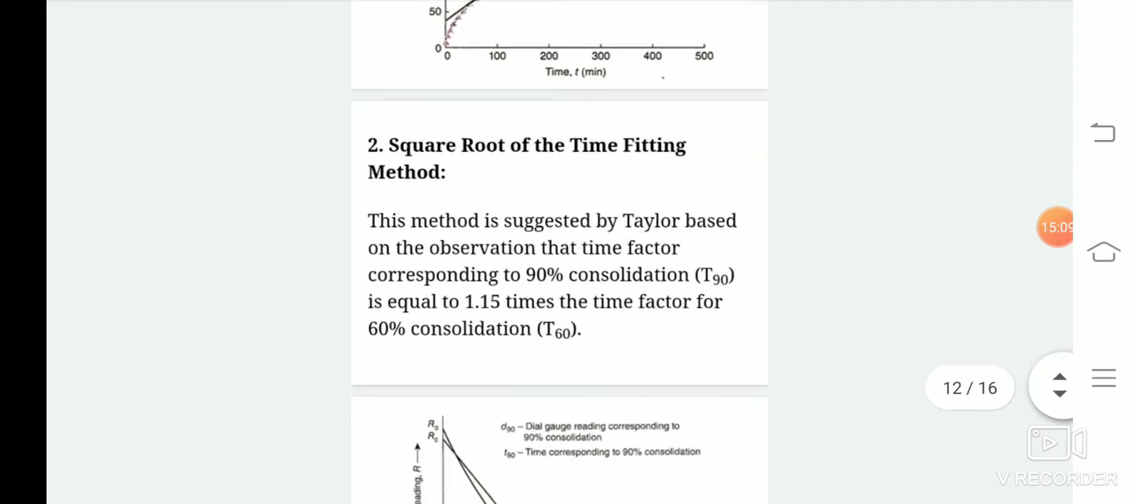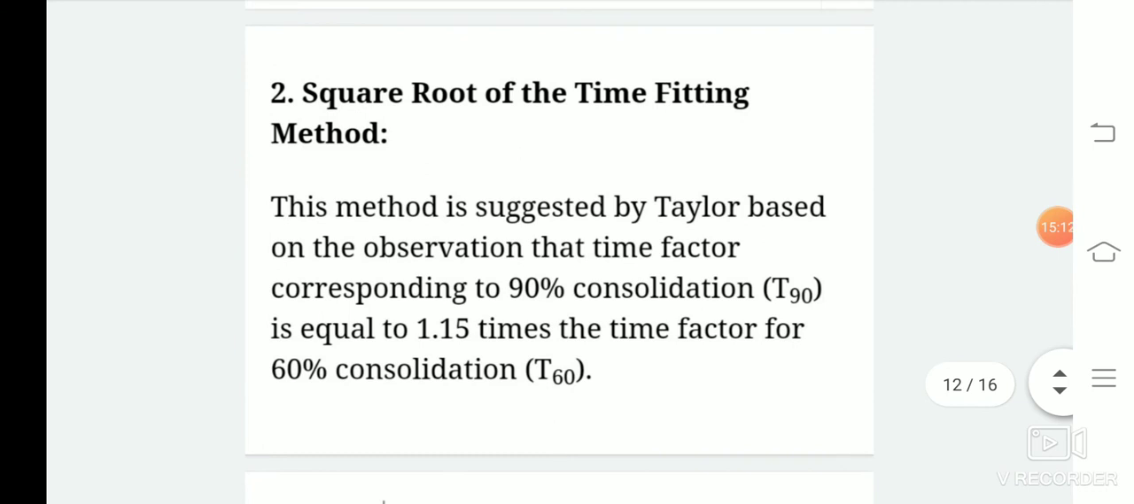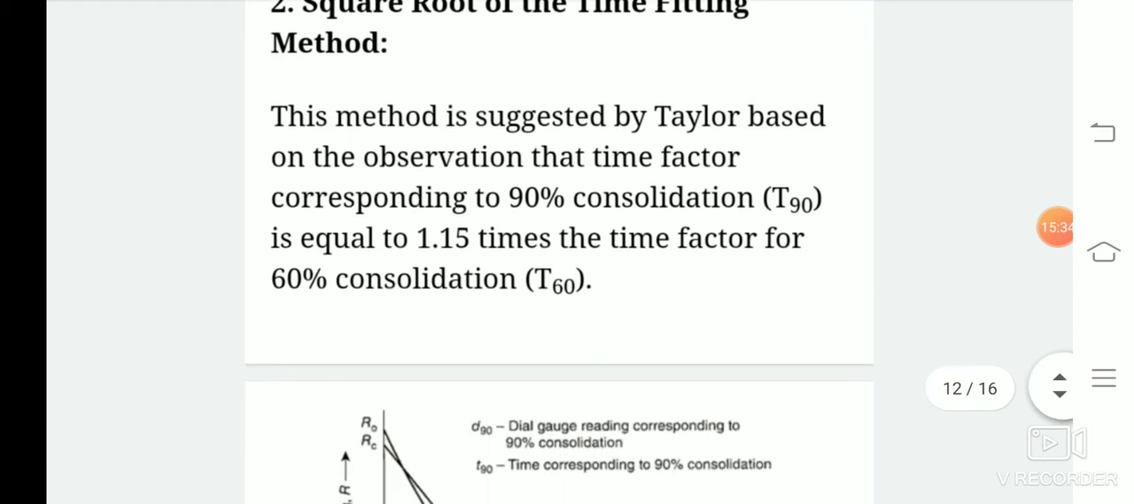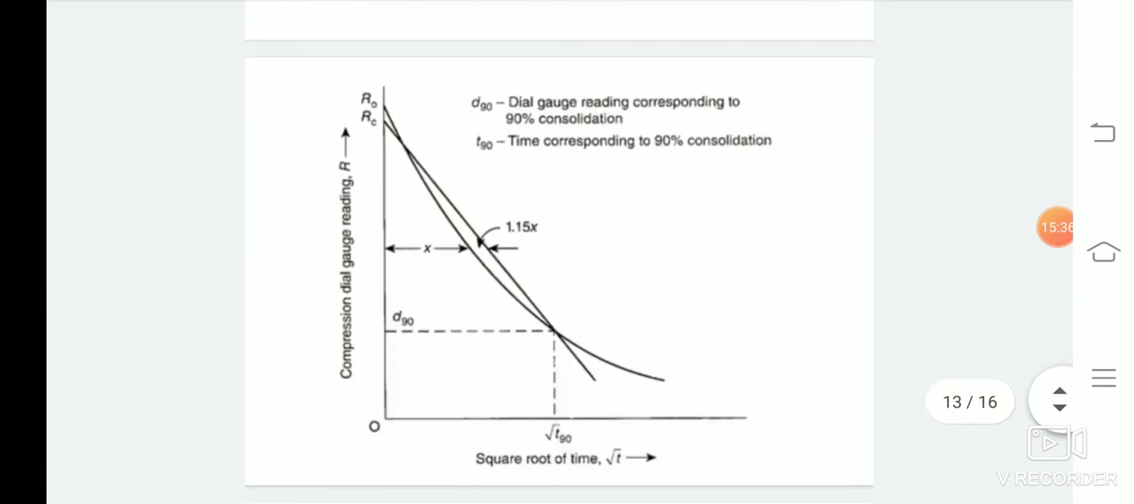The next method, the second method, is known as the square root of time fitting method. This method is normally attributed to Taylor, and it is based on the observation that the time factor corresponding to 90% consolidation, T90, is equal to 1.15 times the time factor required for 60% consolidation, T60. So here is the graph for the square root of time fitting method. How is this carried out? Let us plot a graph between root t and dial gauge reading with the given stress increment.